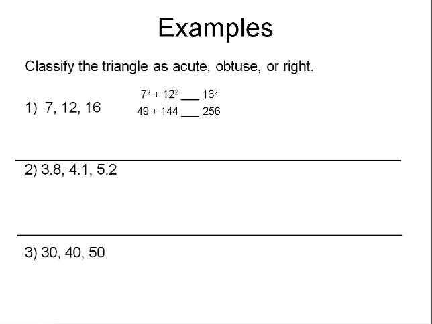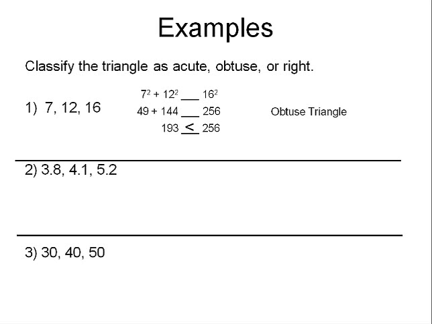If we work it out, we get 49 plus 144, compared to 256. If we add 49 and 144, we get 193, which is less than 256. Now because the left-hand side, the a squared plus b squared, ends up being less than 256, we know that we have an obtuse triangle.